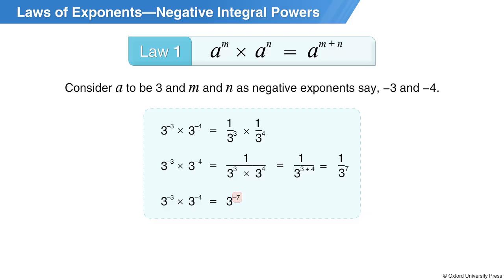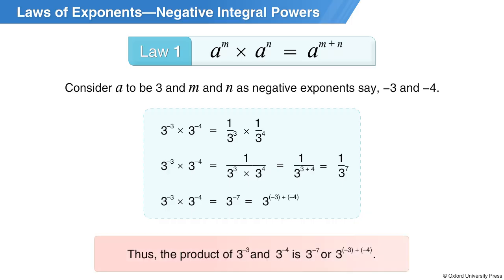Note that the negative exponent minus 7 is the sum of minus 3 and minus 4. Thus, the product of 3 raised to the power minus 3 and 3 to the power minus 4 is 3 raised to the power minus 3 plus minus 4. Hence, the first law of exponents holds for negative exponents.